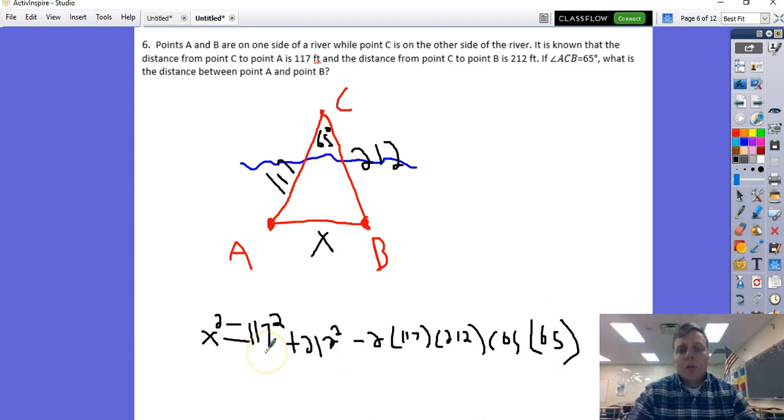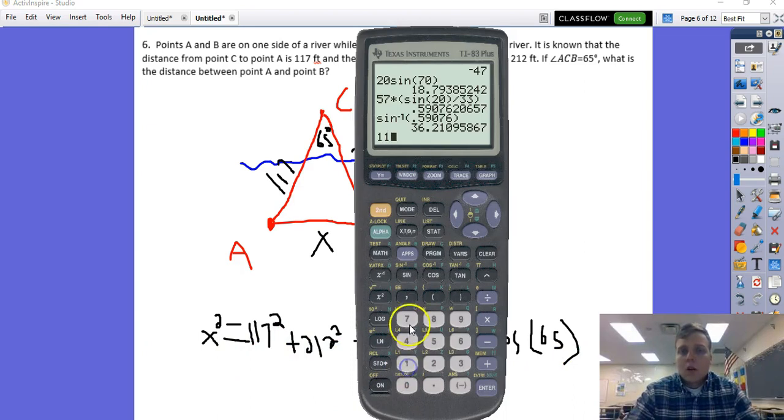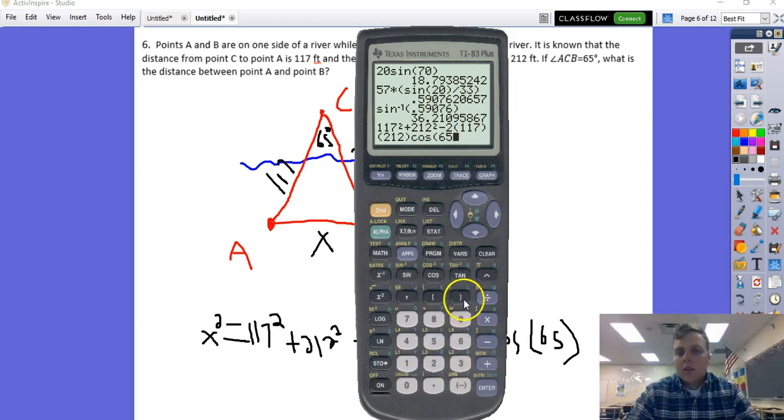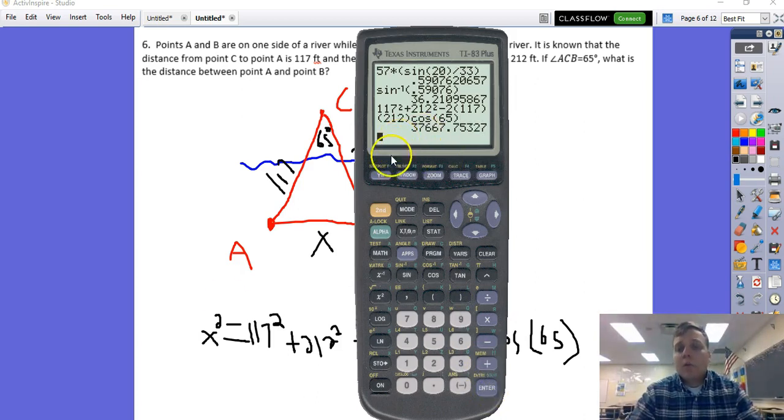Alright? And what's great about this is now this is honestly just a calculated problem. If you can get this far, the rest of this is just plug and chug. So 117 squared plus 212 squared minus 2 times 117 times 212 times cosine of 65. And we get this big number. You might be thinking that doesn't seem right because we're not done. That's what the side squared is equal to. So now what I need to do is square root that answer.